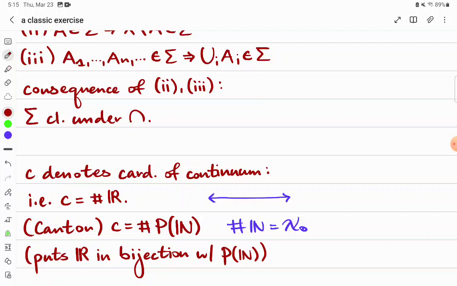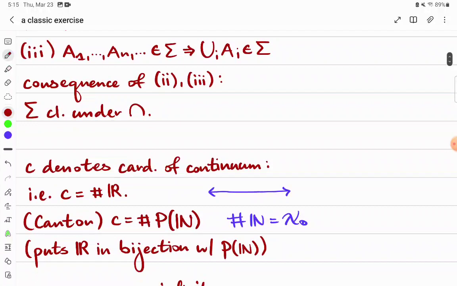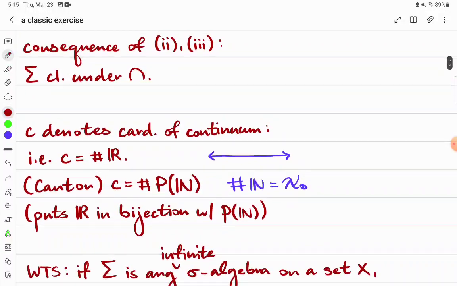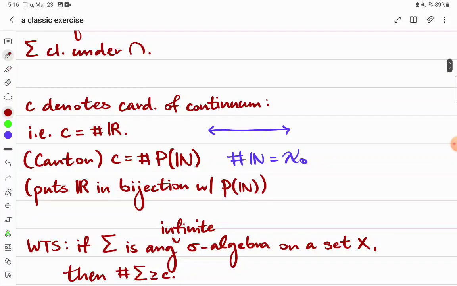And from this, we have a result called Cantor's theorem, which is auxiliary, and it states that the power set of any set has strictly greater cardinality. This shows that if N is countable, the real numbers cannot be countable. That is, being in bijection with the power set of N, it must have cardinality 2 to the aleph null, so it is uncountable.